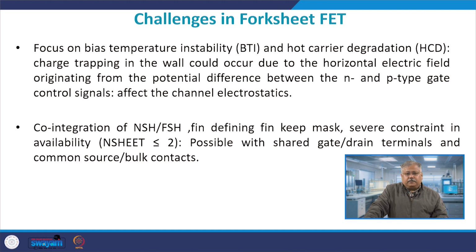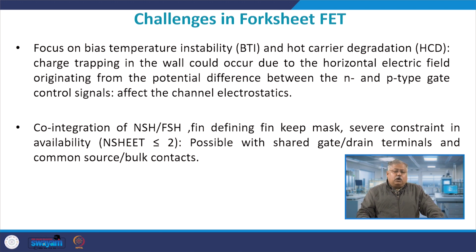Because there will be charge trapping in the wall. So there will be a horizontal electric field, and then there is a vertical electric field, right? There is a horizontal electric field like this, and there will be a vertical electric field moving like this. These two electric fields are orthogonal in nature, and therefore there will be a large amount of charge trapping happening in the wall because of these electric fields, and therefore they will very drastically affect the channel electrostatics to a larger extent, right?